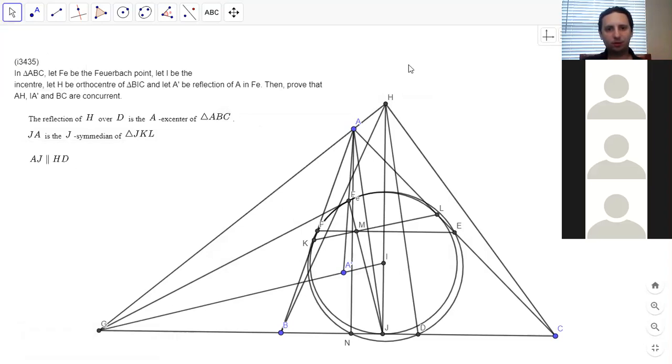So, and then DJ, FE is the Poncelet point of ABCI. There's so much stuff in this configuration.